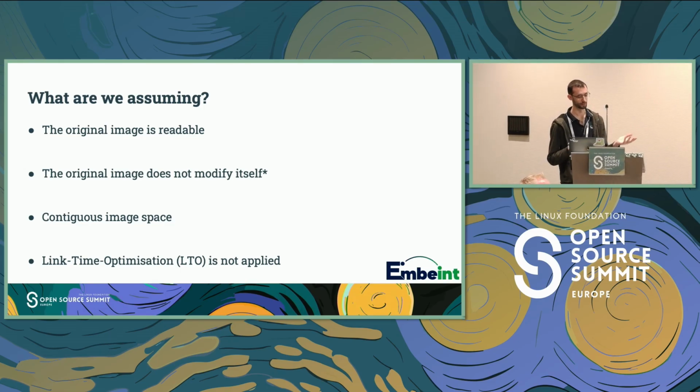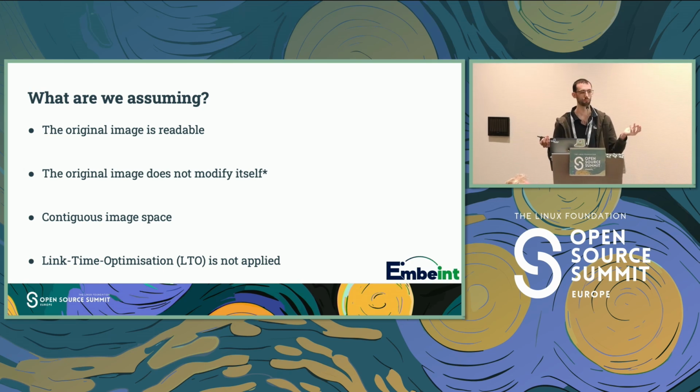We're assuming that it's a contiguous image space. There's no huge gaps in the image for whatever reason. Maybe there's some magic microcontroller where there's large gaps in the image space. We're ignoring that. And we're also ignoring link time optimization. I know that LTO can do a lot with rearranging images for even very small changes because of the optimizations that it's trying to apply.